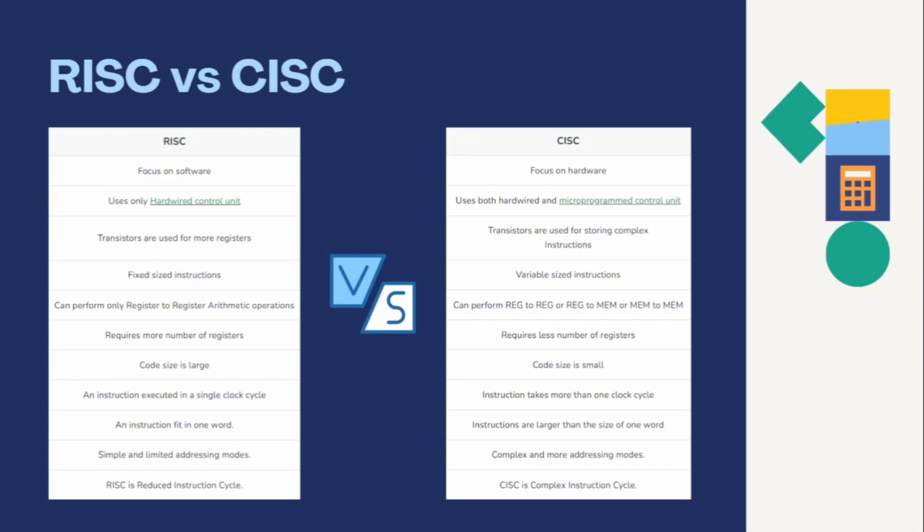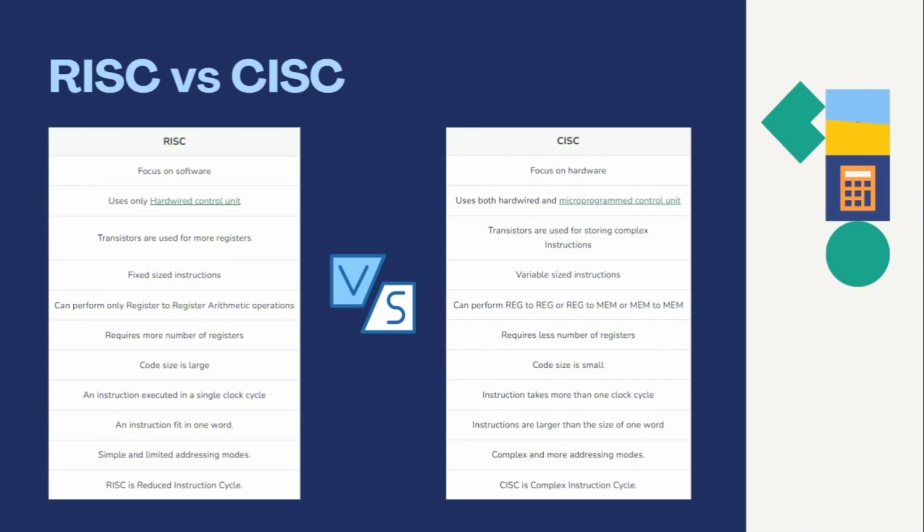RISC uses more transistors for additional registers to speed up operation, while CISC uses transistors for more complex instructions and fewer registers. In instruction size, RISC uses fixed size instructions for faster decoding. CISC uses variable size instructions, which add flexibility but make decoding slower. In arithmetic operations, RISC performs simple register to register operations, while CISC can perform more complex operations that involve memory and registers in one instruction.